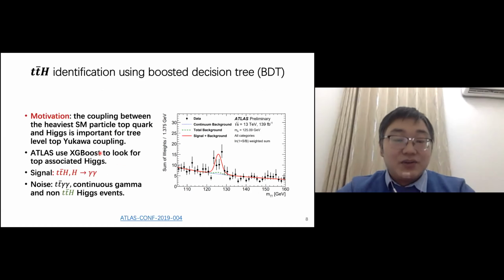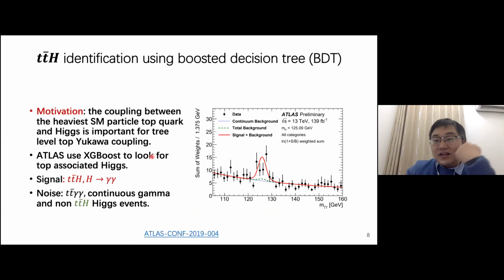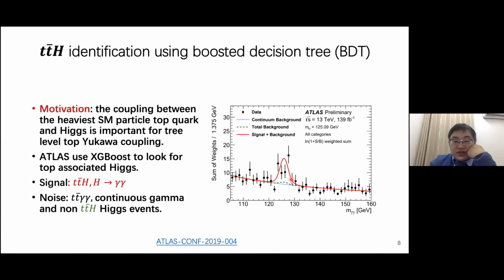ATLAS actually uses XGBoost to look for top-associated Higgs production. The top quark is the heaviest standard model particle, and its coupling with the Higgs is important for the tree-level top Yukawa coupling. The signal is t t-bar Higgs, where Higgs decays to diphoton. And there are exotic background noises like t t-bar diphoton without Higgs, or continuum gamma gamma and non-t t-bar Higgs events. So using a boosted decision tree, they get a 4.9 significance in this t t-bar Higgs identification.